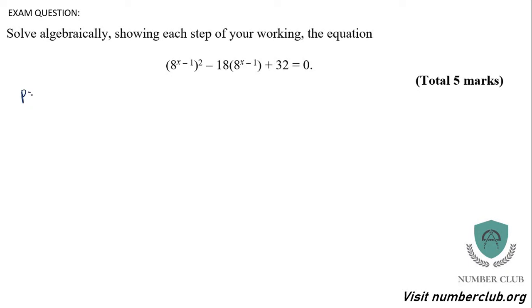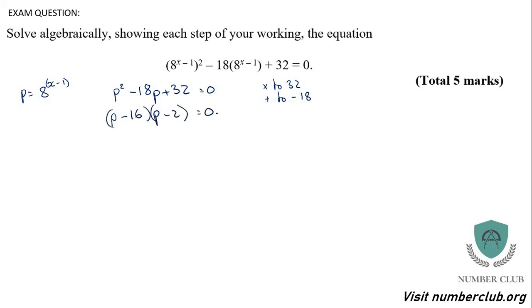The first thing is that we've got this bit here. I'm going to say that p is equal to 8 to the power of x minus 1, which means that what we've got is p squared minus 18p plus 32 equals 0. Now to factorise this, we need two numbers that multiply to make 32, but also add to make negative 18. If you can't think of them, list factors of 32 and you'll eventually get there. In this case, it's negative 16 and negative 2. So we get p minus 16 and p minus 2, which means that p equals 16 and p equals 2 are your solutions.